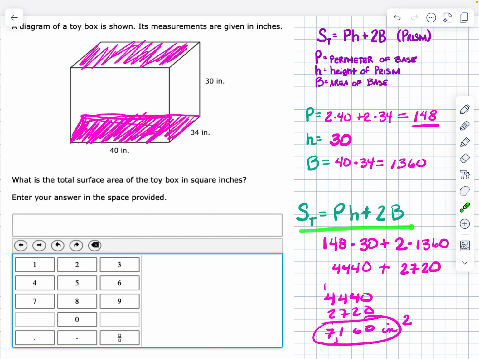And I challenge you to not only figure it out this way, but figure it out just by looking at the box, because total surface area is just the area of each one of these things. Right? So try it both ways and see what you get. And I hope this helps. I will see you in the next one.